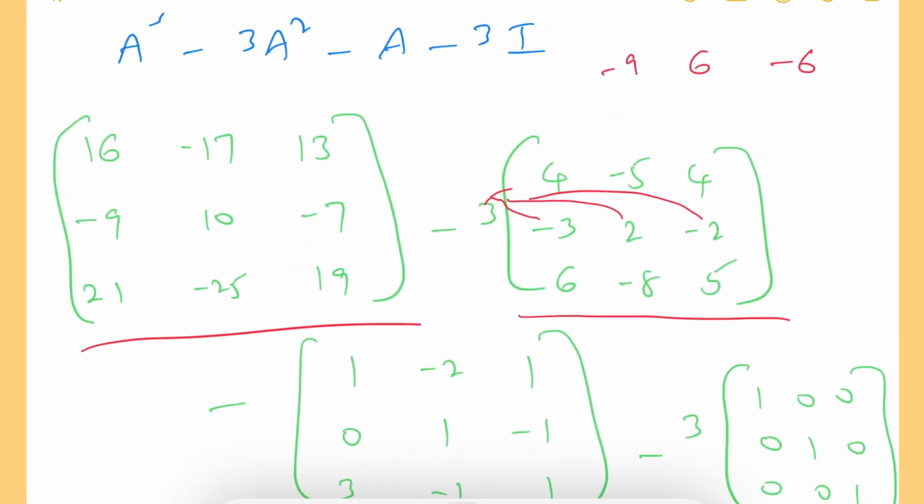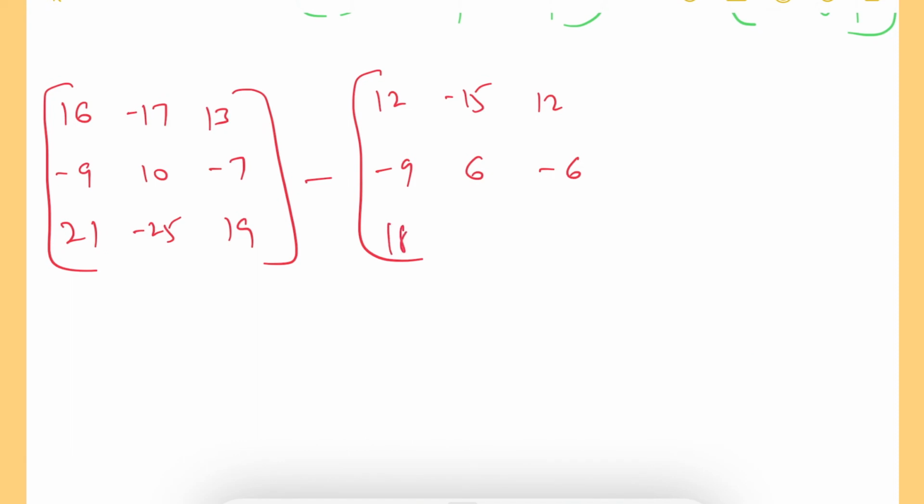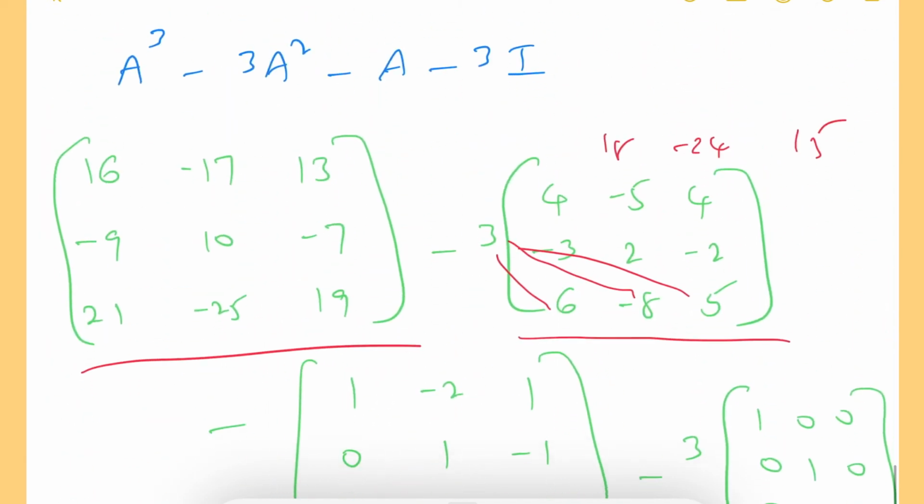Next, third row. 6 into 3, 18. Minus 8 into 3, minus 24. 5 into 3, 15. So we got 18, minus 24, and 15. 15 only, okay, done.